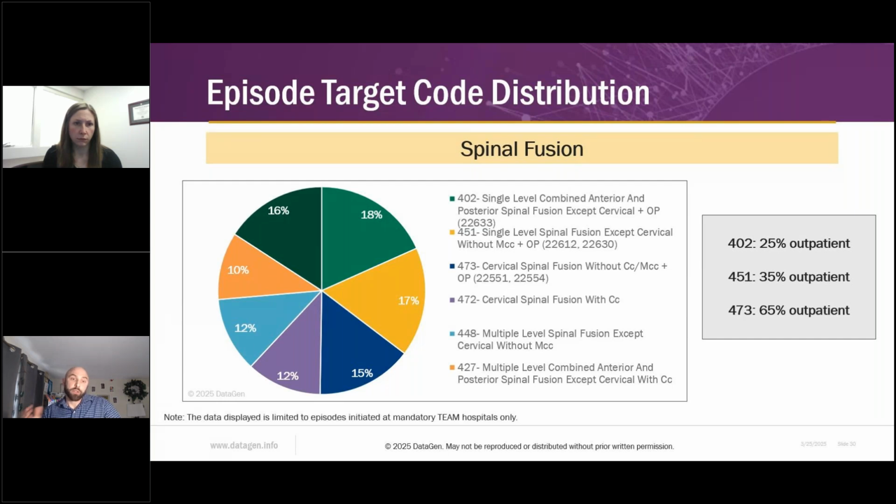So kind of just to note, for 2023, we mapped the old DRGs to the new DRGs, basically by tricking the CMS grouper, so that we had some sort of information about these new DRGs. If we combine certain groups of DRGs, we can see single level fusions except cervical is about 35%, which is 402 and 452. Neck spinal fusion is about 30%. That's the 473 and 472 target codes. And on the right-hand side, you see the 3 target codes with the outpatient, and the percentages of outpatient episodes in those target codes.